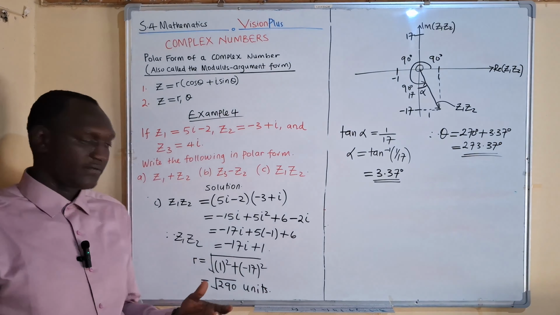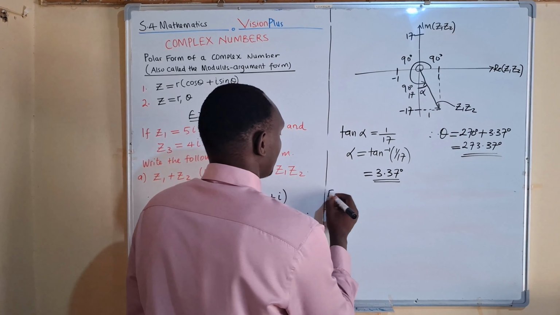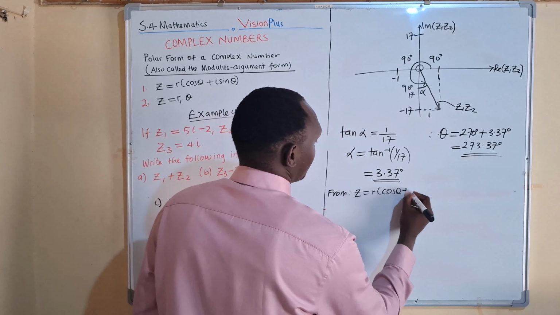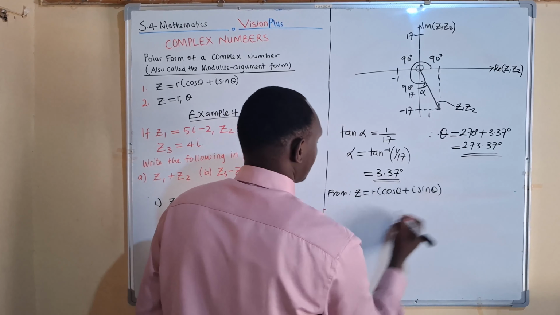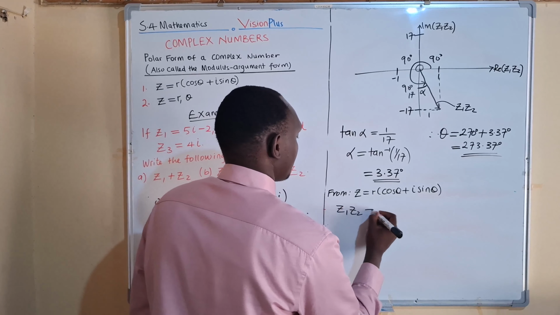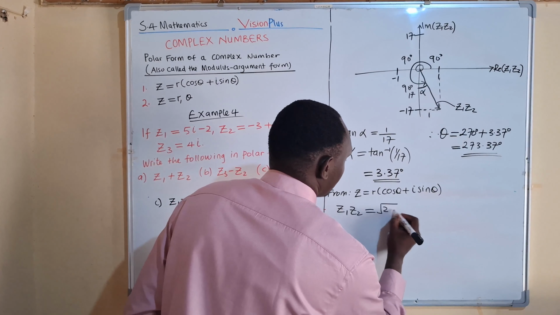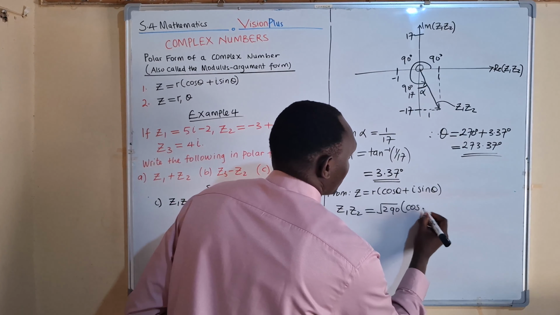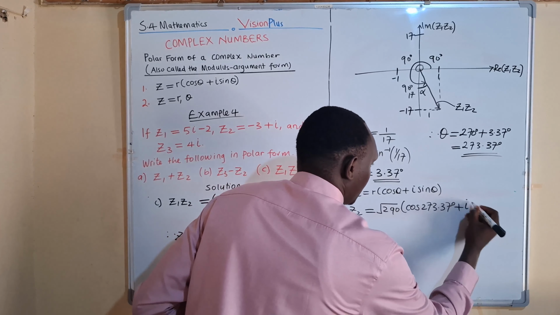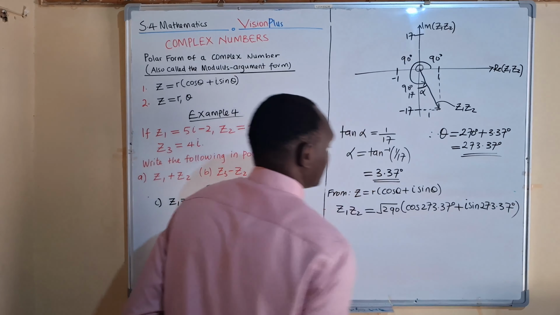Now, since we have the argument there and we have the magnitude r, we can write the polar form, whereby z is given as r into cosine of theta plus i sine of that same theta. This means that here Z1, Z2 becomes, what is our r? Our r is here, root of 290. You can leave it like that, root of 290 into cosine of the angle, which is 273.37 degrees, plus, don't forget i, and sine of 273.37 degrees. That is one form.